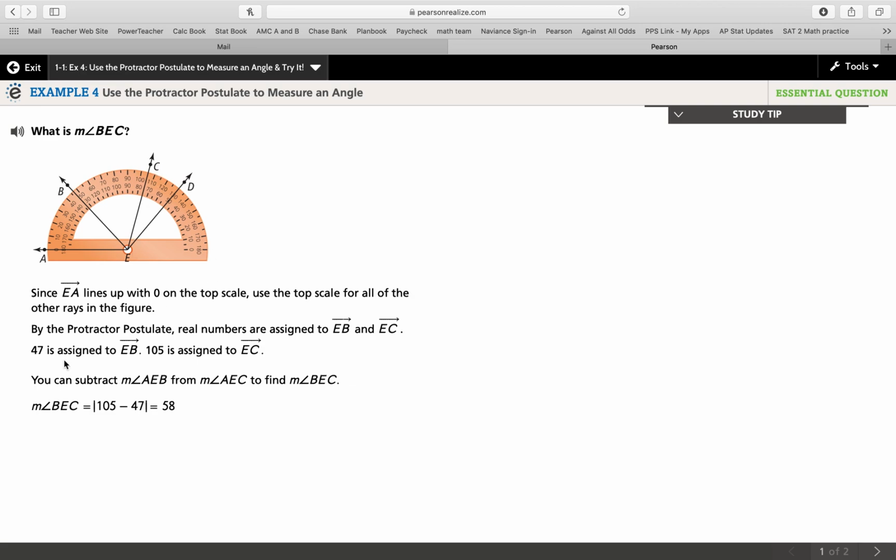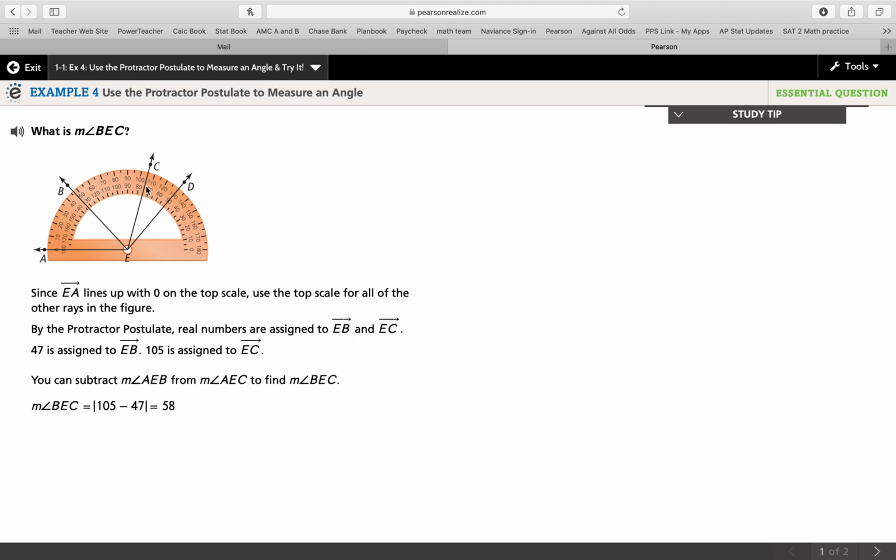Okay? So 47 is assigned to EB. So EB is here. It's kind of hard to see. Here's 45. Here's 50. So we'll say, yeah, 47 is assigned to EB. And 105 is assigned to EC. So here's EC. Here's 100, 110. So 105 is given to ray EC.